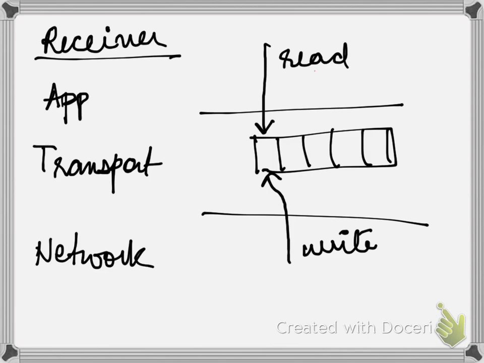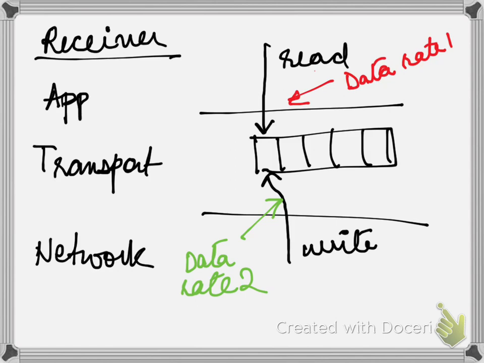Now the rate at which this read and write is taking place may be different. So this may be at a data rate of, say, data rate 1, and the other may be at a different data rate, let's say data rate 2. So the two data rates, data rate 1 and data rate 2, may be different. One may be fast, one may be slow, and this mismatch in the data rates of reading and writing may cause two issues. First issue is underflow.